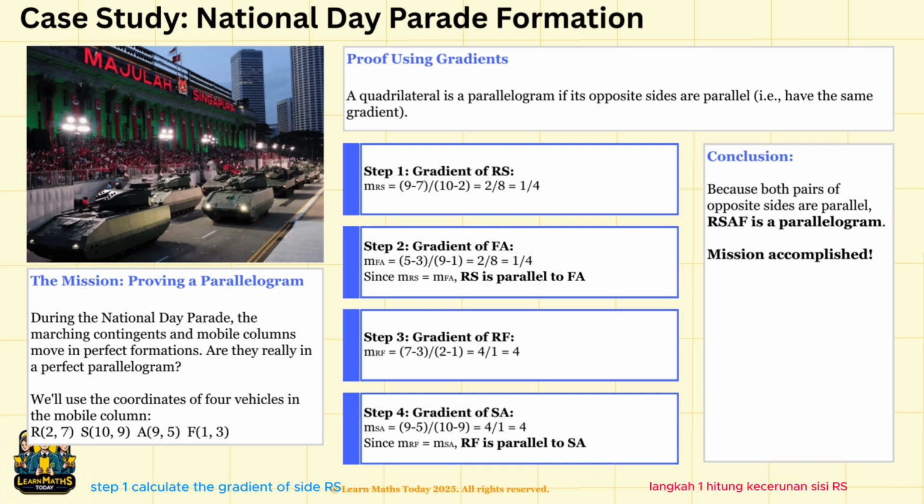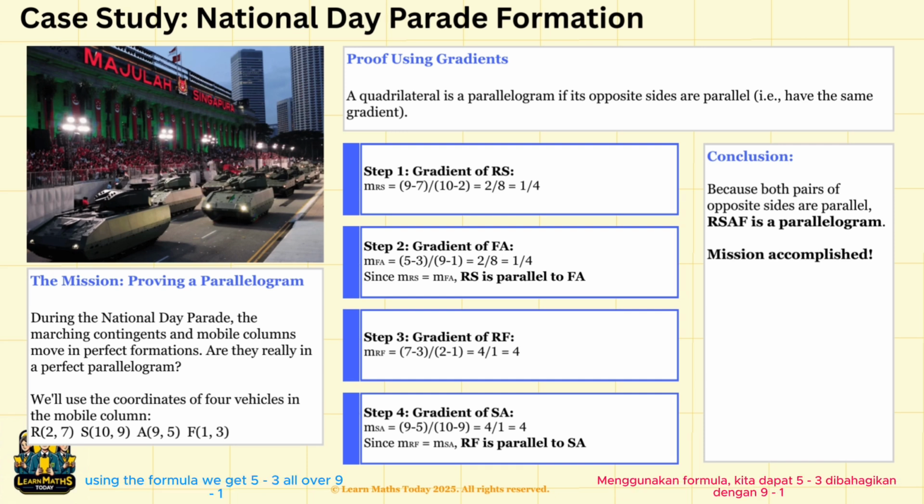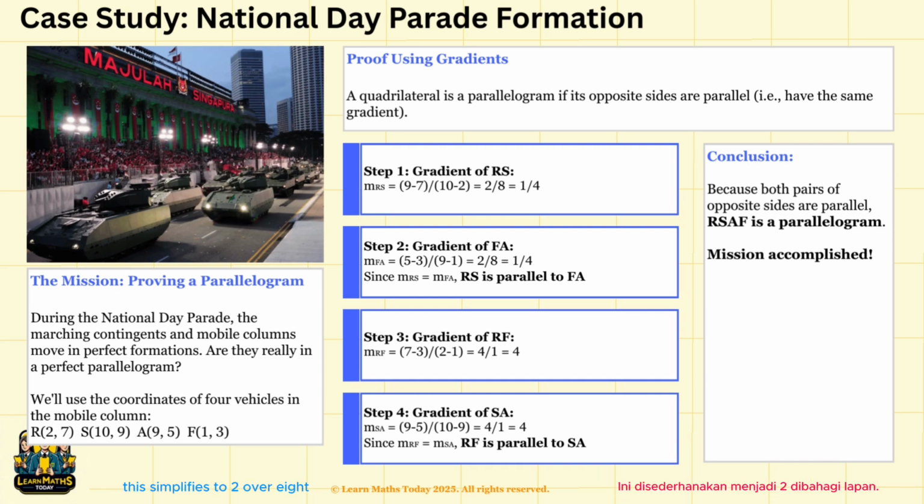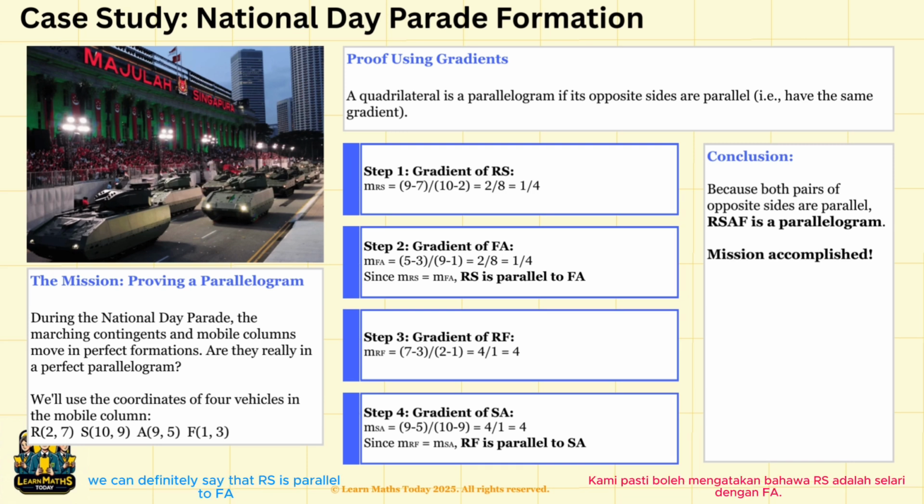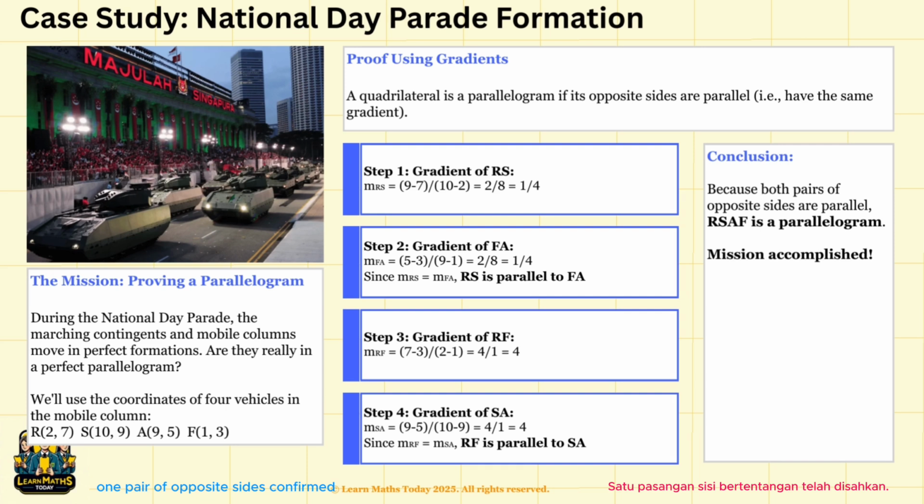Step 1. Calculate the gradient of side RS. Using the formula y2 minus y1 over x2 minus x1, we get (9 − 7) over (10 − 2). This simplifies to 2 over 8, which reduces to 1 over 4. Step 2. Calculate the gradient of side FA. This is the side opposite to RS. Using the formula, we get (5 − 3) over (9 − 1). This simplifies to 2 over 8, which also reduces to 1 over 4. Since the gradient of RS is equal to the gradient of FA, we can definitively say that RS is parallel to FA. One pair of opposite sides confirmed.